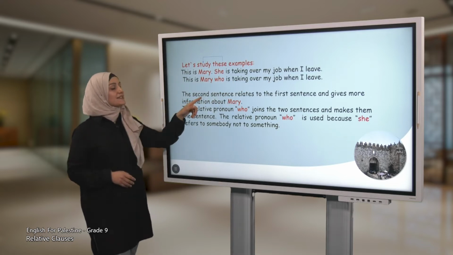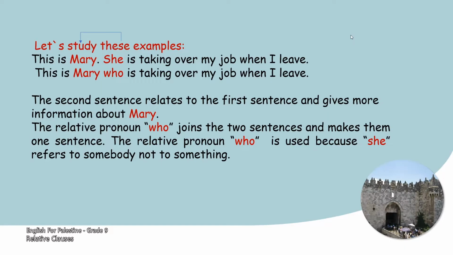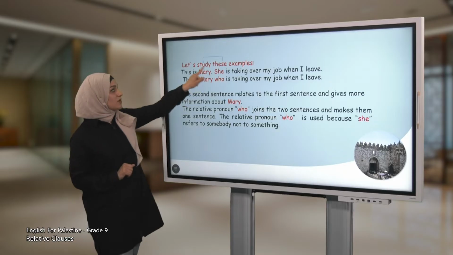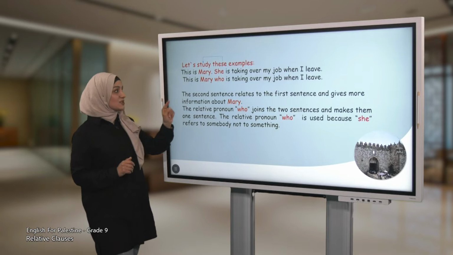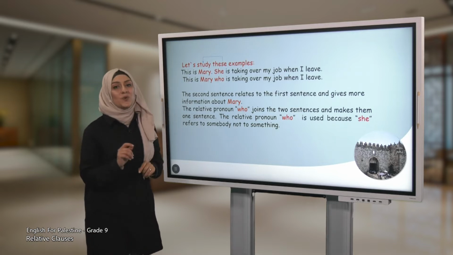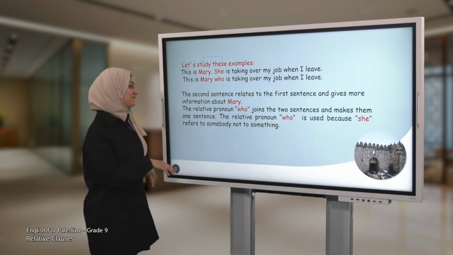The second sentence relates to the first sentence and gives more information about Mary. The relative pronoun who joins the two sentences and makes them one sentence. The relative pronoun who is used because she refers to somebody, not something. She refers to Mary, and that's why we can use who, not which.